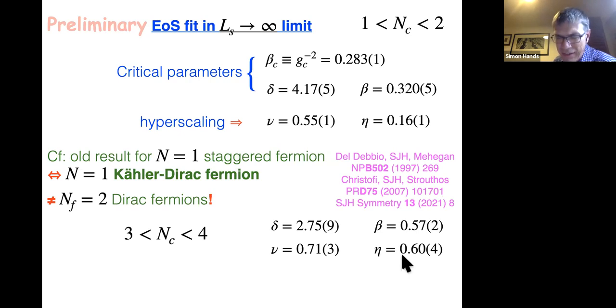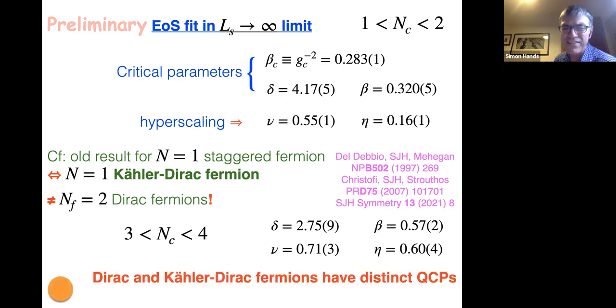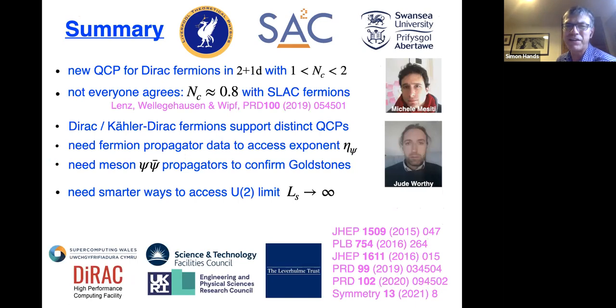U(N) cross U(N) goes to U(N), rather than U(2N) breaks to U(N) cross U(N). And what I've learned over the last half year is that it is in fact possible to write down a continuum description of relativistic fermions with that pattern of symmetry breaking. It was originally done by Kähler in the 60s, and they're now called Kähler-Dirac fermions. So my current viewpoint is that there's not just one quantum critical point for the Thirring model, there are two. One of them describes Dirac fermions, and one of them describes Kähler-Dirac fermions, and they have distinct quantum critical points. In the world of QCD, in the world of weak interactions, you don't worry about the distinction, but in the world of strong interactions, you need to. And that nicely takes me on to my conclusion slide.